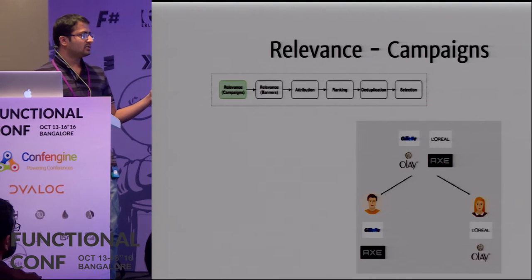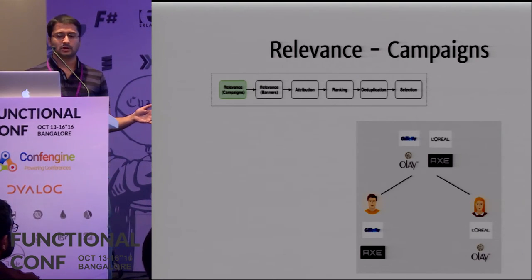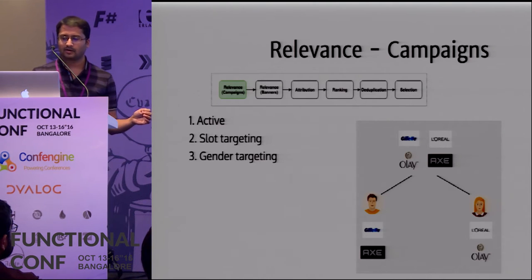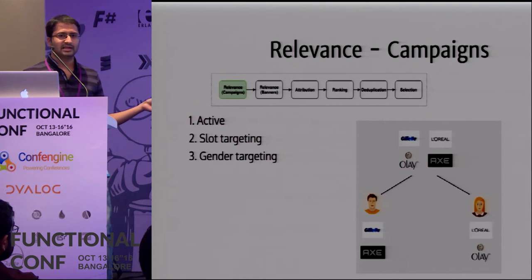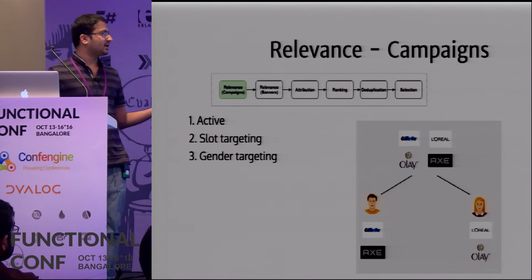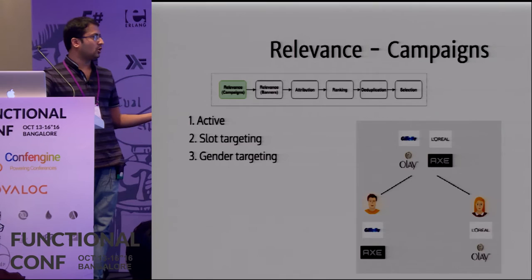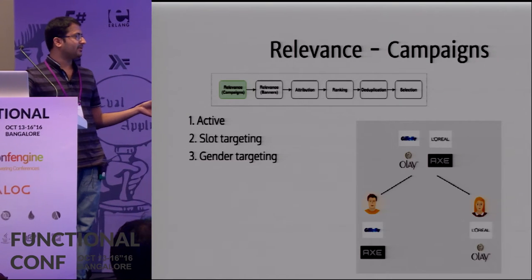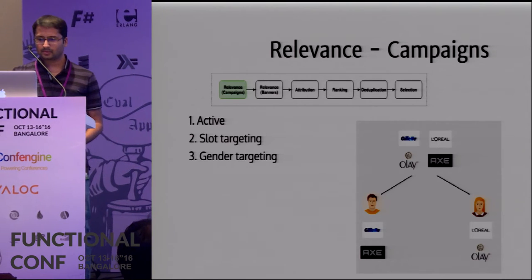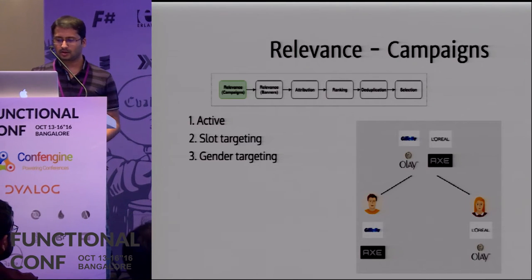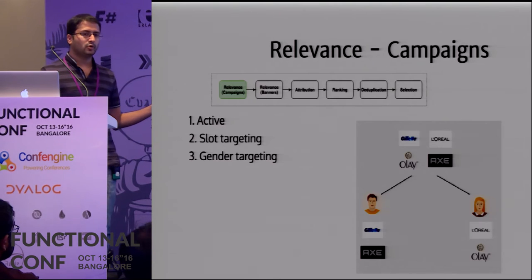The user targeting, which I'm showing here, is just one of the many, many features of relevance. And we'll just talk about some example filters for relevance. So one of the filters is to check if the campaign itself is active or not. The other is to check if the campaign is targeted at a specific slot or not. The other is to check if the campaign is targeted at the user's gender or not. In reality, there are a lot more attributes, but for demonstration, we'll just stick to these three.